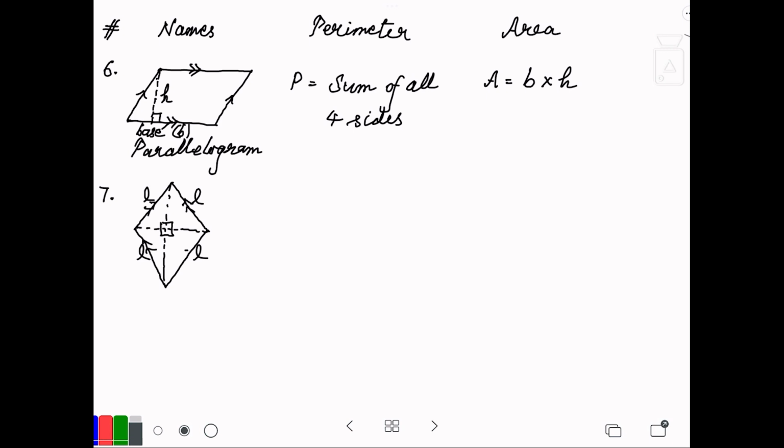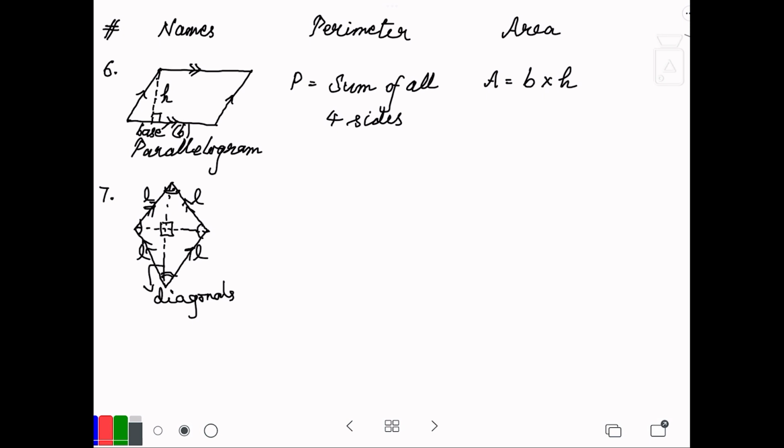And if you ask me whether all the angles are equal, only opposite angles are equal. This and this will be equal. Similarly, this and this will be equal. But the only thing is, we call these lines diagonals. There are two diagonals there.